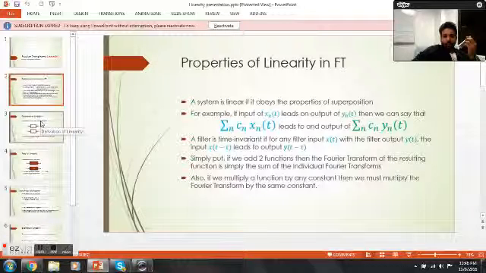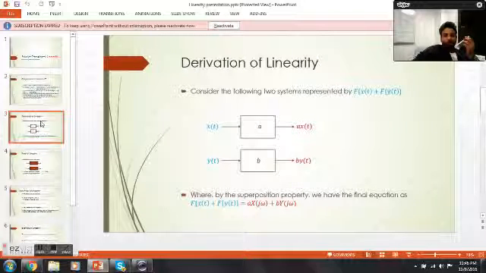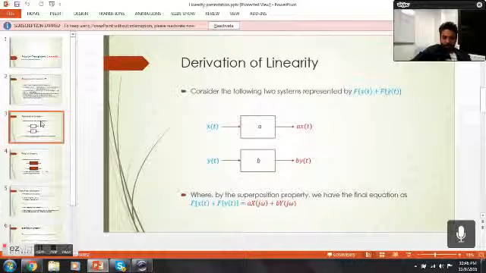So if we add two functions, then the Fourier transform of the resulting function is simply the sum of the individual Fourier transforms that were used to put in the input. Also, if you multiply a function by a constant, then we must multiply the Fourier transform by the same constant, as it will manifest in the output. Now, my partner is going to take over and do an example, and then a derivation of linearity.